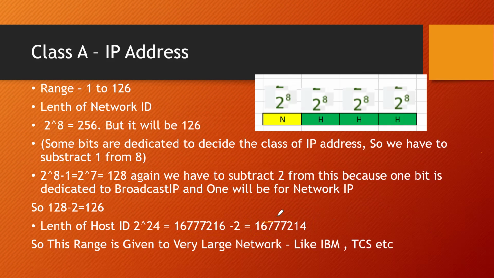1 crore 67 lakhs is possible in this class A IP range. It is a very huge range, that many IP addresses we can create. If you have a very large network, then you can go with class A IP addresses, otherwise you will not go.